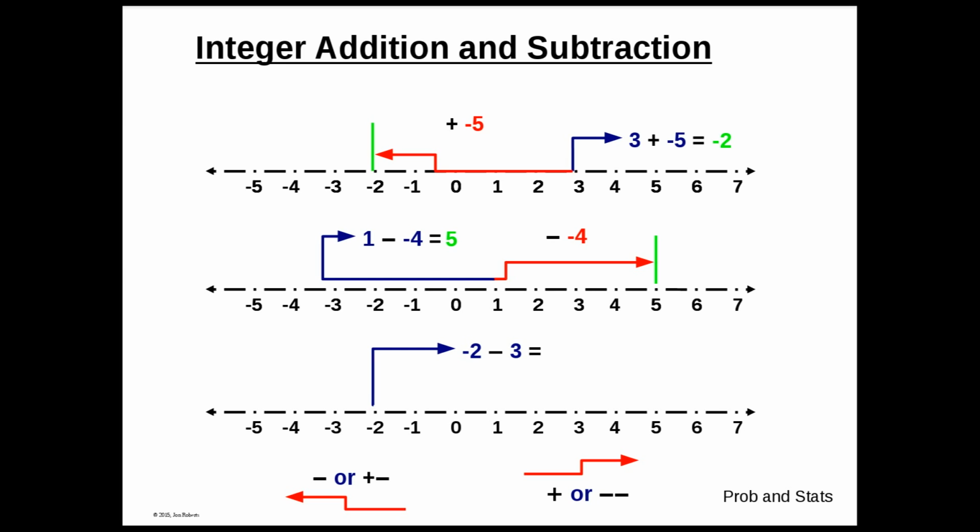In this final example, your starting point will be negative 2. You will be subtracting a positive 3, which means you will go the same direction that subtraction normally does for positive numbers, further negative. Negative 2 minus 3 will take you further down in the negative direction to negative 5.